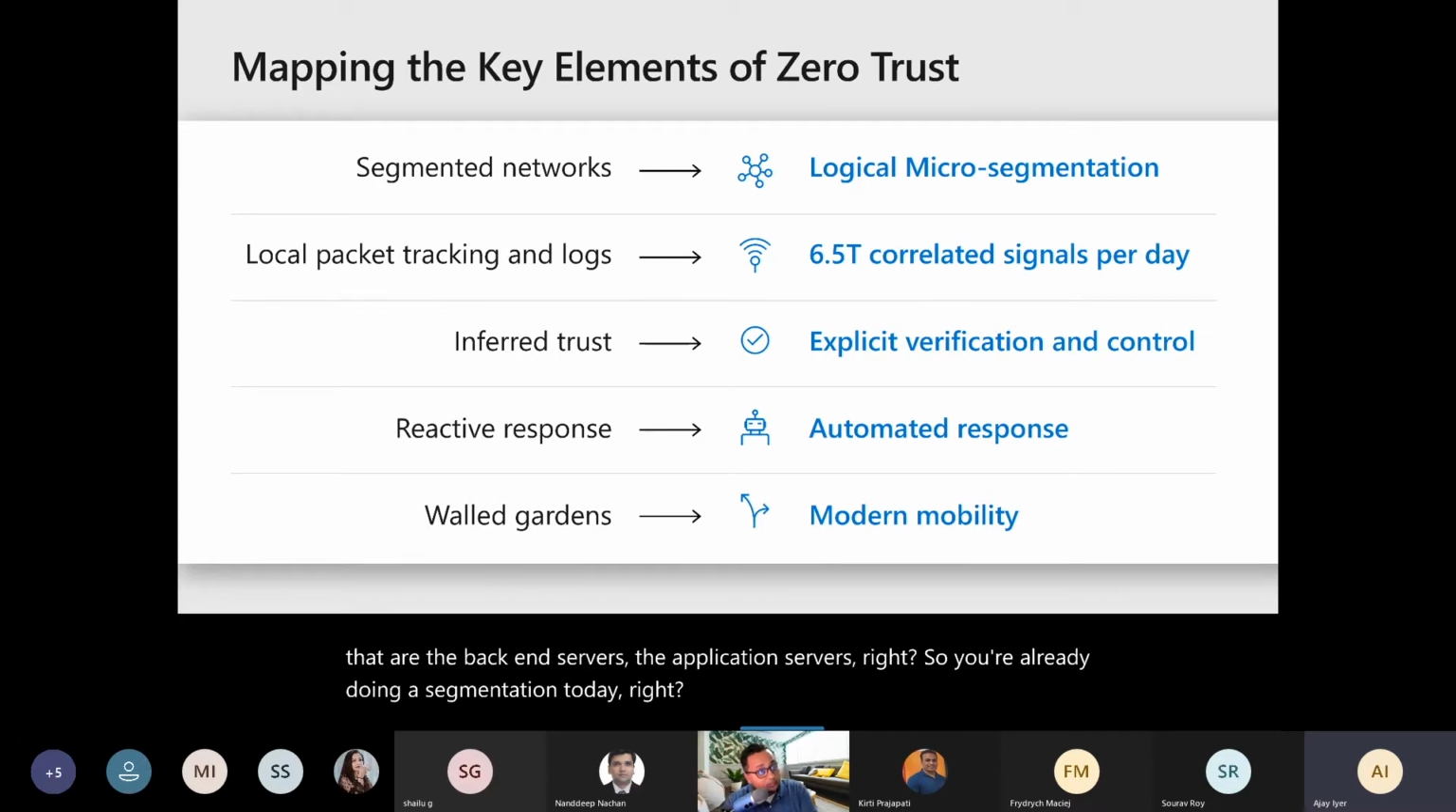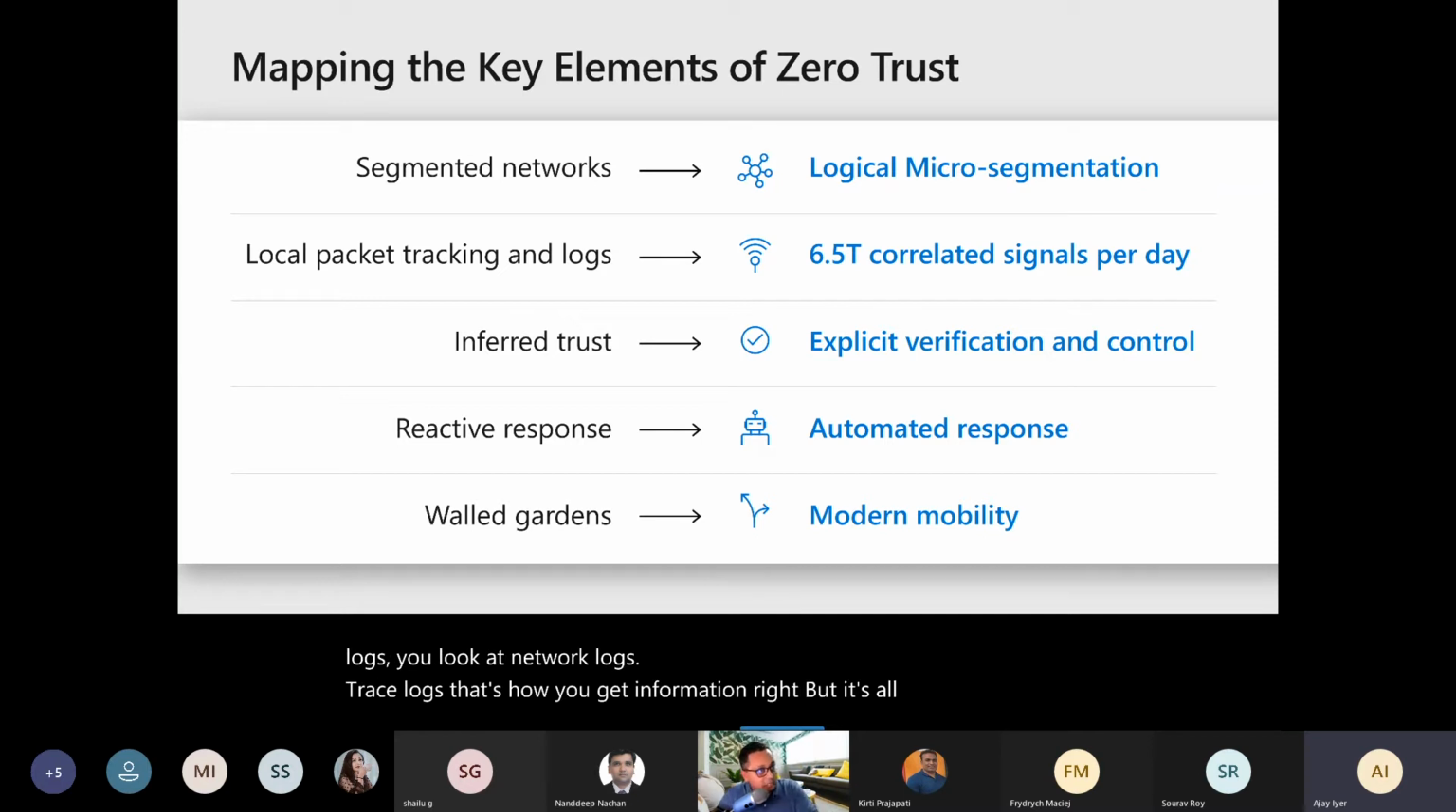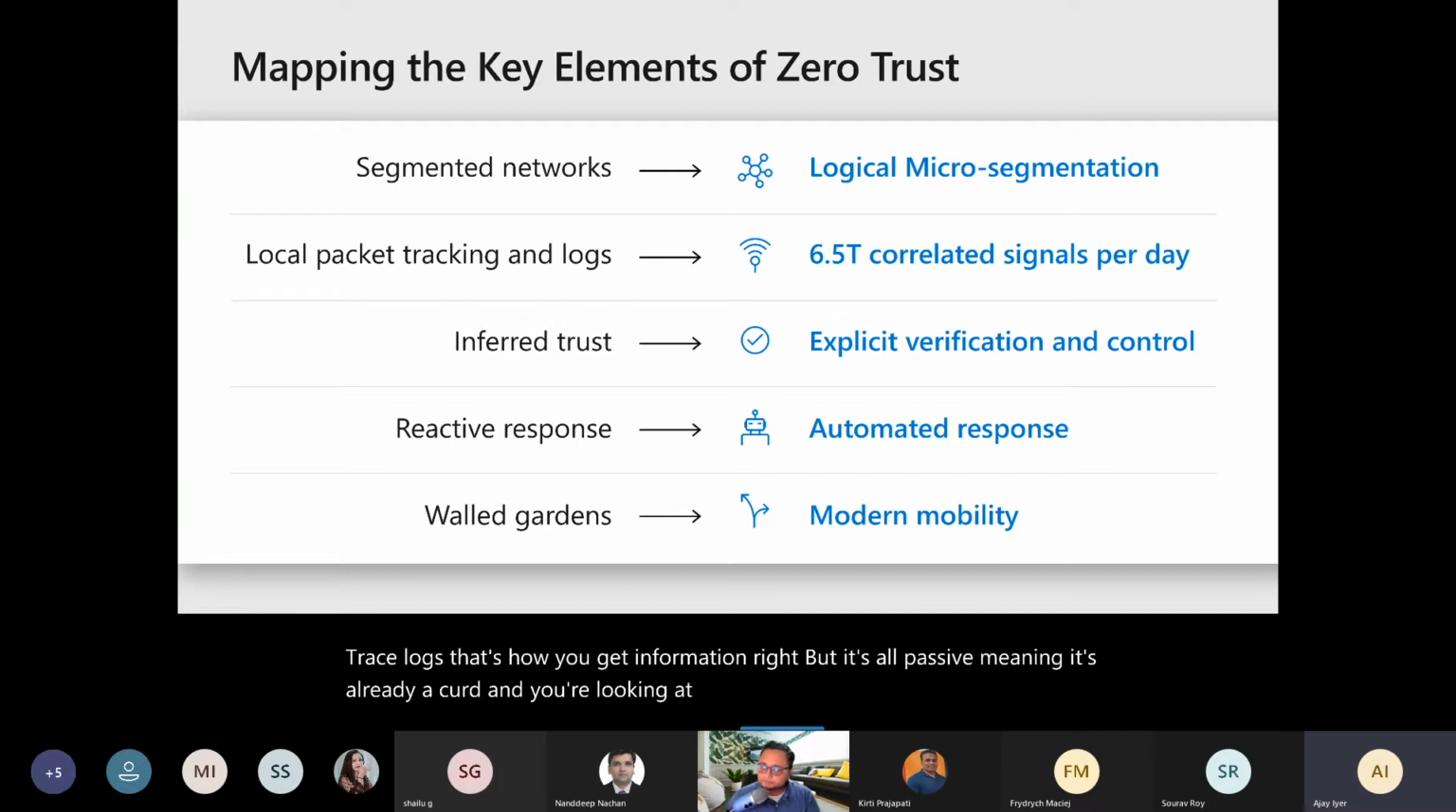What we are seeing in the cloud world is actually a logical micro segmentation, and I'm going to show you that in just a minute. But it's not about segmented networks. It's micro segmentation on a service basis. Second thing, on the left, we start thinking about how can I do packet tracing and logs, in terms of how do I understand what's really happening in my environment today. So you look at firewall logs, network logs, trace logs. That's how you get information, but it's all passive, meaning it's already occurred and you're looking at that data.